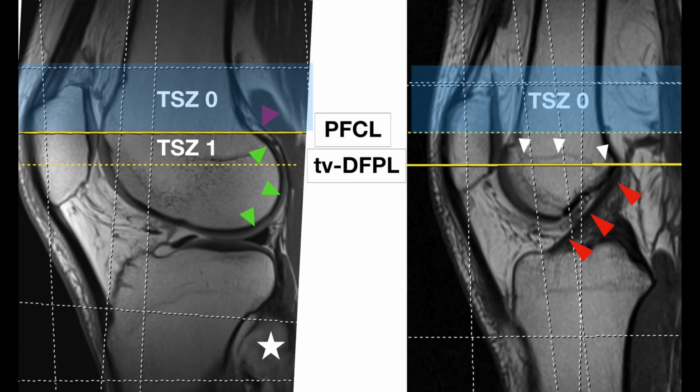In conclusion, we use two simple reference lines, the posterior femoral condyle line and the transverse distal femoral physis line, to assess the shape of the trochlea. These two lines define two trochlear specific zones. Trochlear specific zone 0 is above the posterior femoral condyle line. Trochlear specific zone 1 is between the posterior femoral condyle line and the transverse distal femoral physis line.